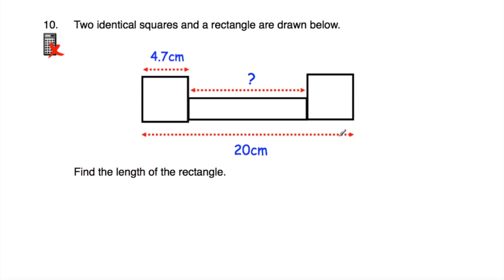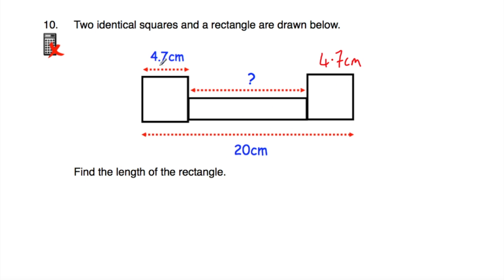So we know the total length is 20 centimetres, and we've got the width of one of the squares is 4.7 centimetres, that's 4.7 centimetres as well there. We want to find the length of this rectangle. So if we do 4.7 plus 4.7, we can find the total length of the two squares. And then because we know that the square plus the rectangle plus the square must add together to be 20, if we take away the length of the two squares, what's left will be the length of the rectangle.